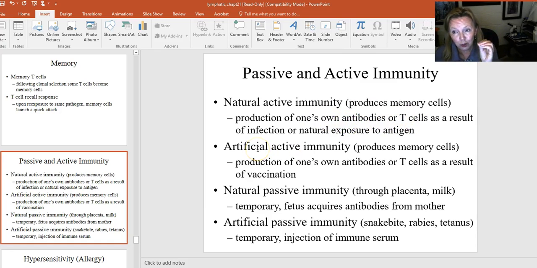In artificial active, it means that you got a vaccine. When you got the vaccine, your body went through and still made its own response, and now you're protected going forward. What a beautiful thing immunizations are. And, again, you learn about this in microbiology, but if you just looked at measles, it used to kill millions, up to 6 million, and it was mostly children, a year before vaccines.